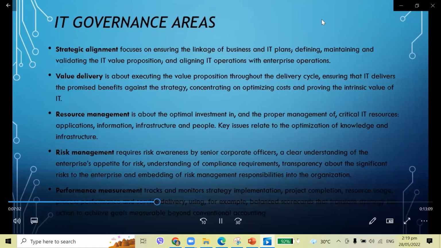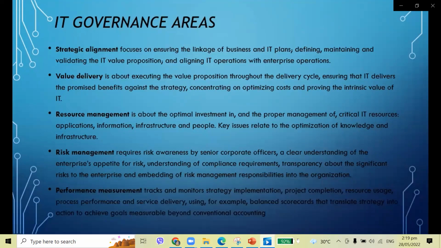Next is resource management. It is about the optimal investment in and the proper management of critical IT resources: applications, information, infrastructure, and people. Key issues relate to the optimization of knowledge and infrastructure.